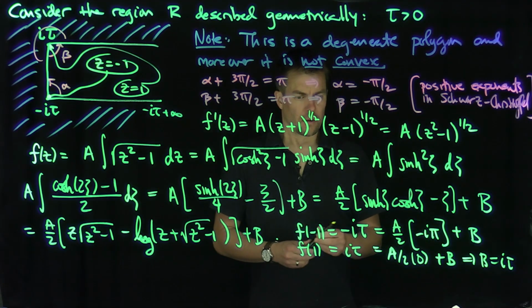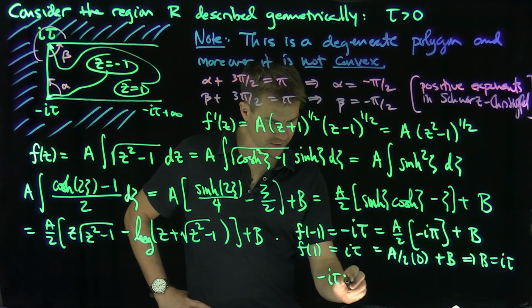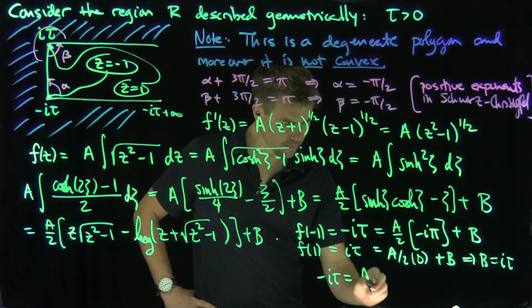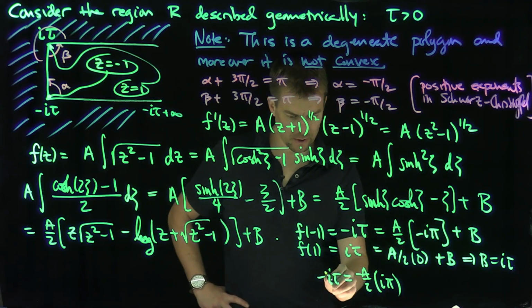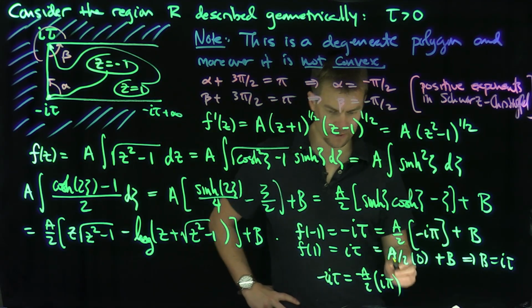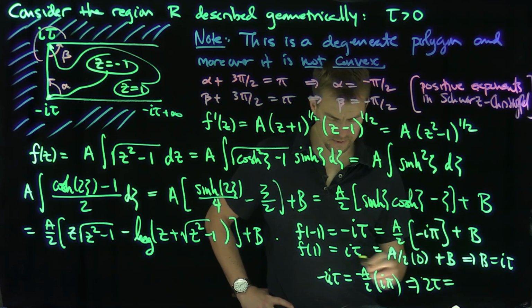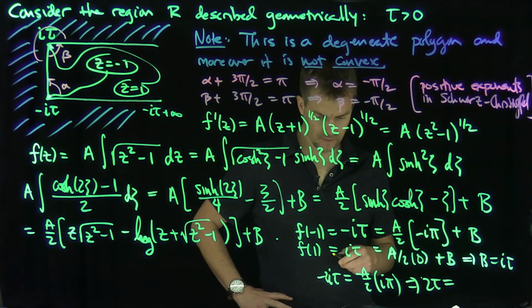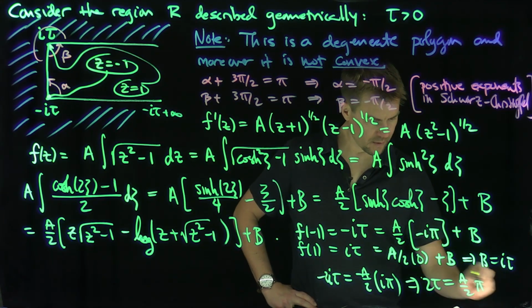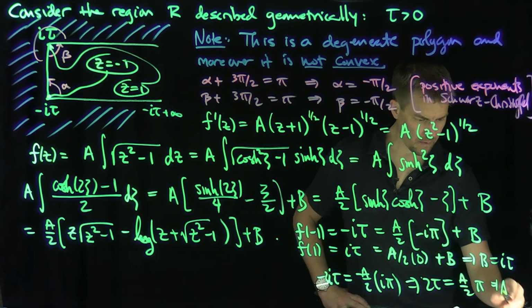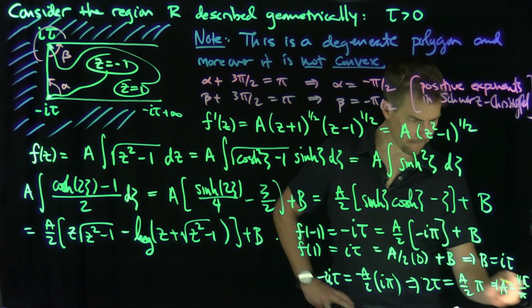Okay. And then of course what we have over there is that the first equation tells us what? It tells us that negative I tau is equal to a over 2 times negative I pi, plus b, right? And I can put that negative I tau over there because I know what b is, right? So the negatives are going to cancel out, the i's are going to cancel out. So I'm going to have 2 tau is equal to what? 2 tau is equal to, the i's and the negatives cancel out, a over 2 times pi. So a is going to be, let's see, a is going to be 4 tau over pi. 4 tau over pi. Okay, great.